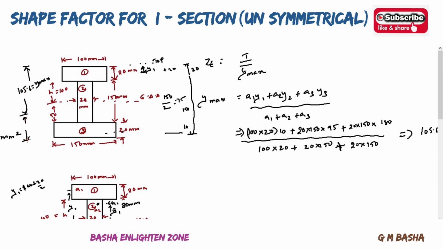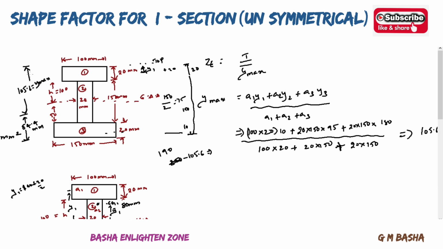From the overall depth, if you remove 105.6, how much will you get? The remaining part will be, sorry, the overall height will be 150 plus 20 plus 20 which is 190. So 190 minus 105.6, the remaining part will be 84.4 mm. So the maximum distance will be 105.6 and the bottom remaining part will be 84.4 mm.